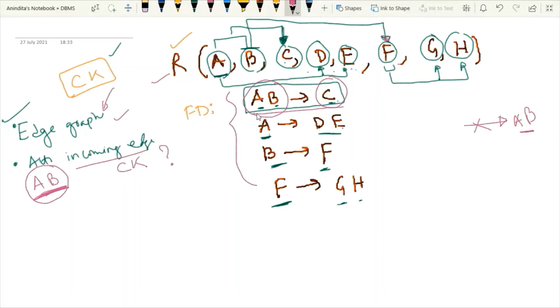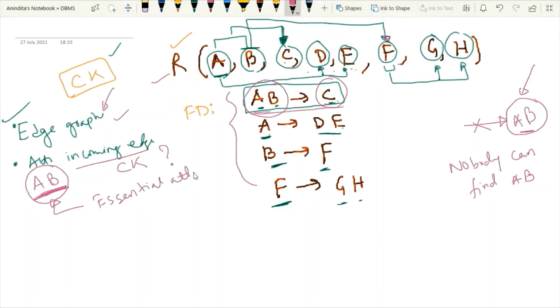Not having any incoming edge towards AB means no other attribute can find this AB. AB can find C or AB can find other attributes too. But there is no one who can point to AB. So therefore the conclusion is nobody can find AB as AB does not have any incoming edge. So this kind of attributes are known as essential attributes in DBMS.